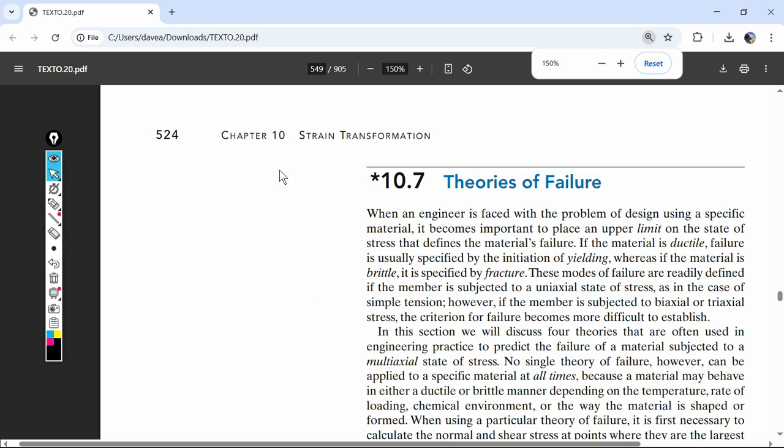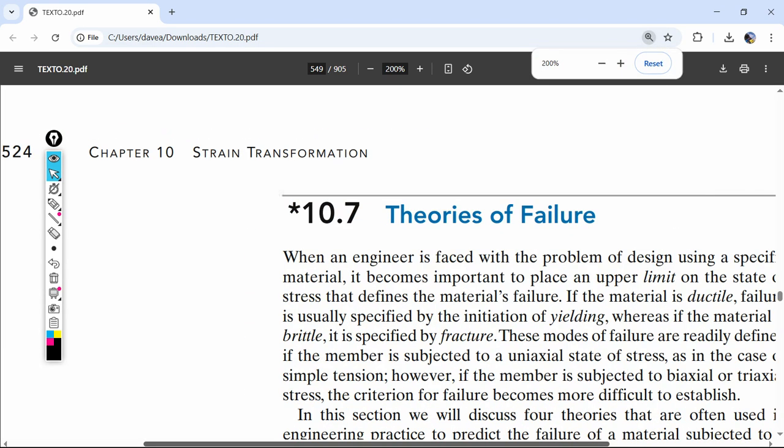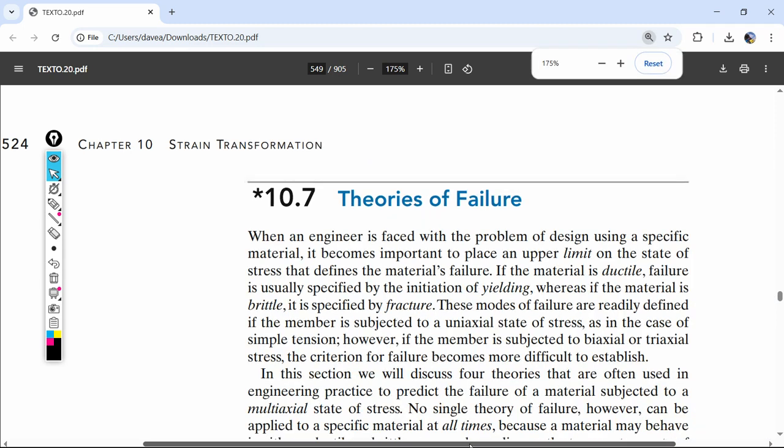Let's see. Let's zoom in. All right, booyah. Yeah, might as well get as close as possible. Well, that's a little bit too close. All right, so let's read.